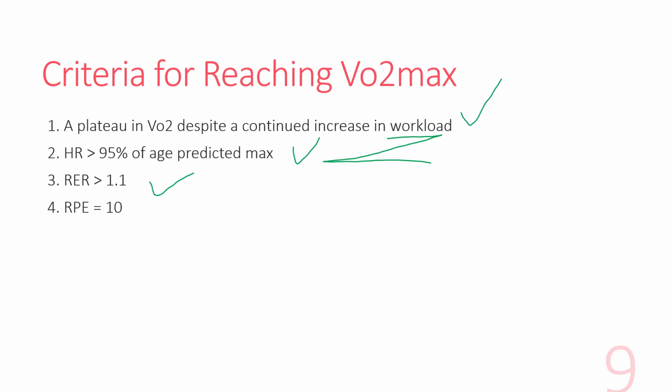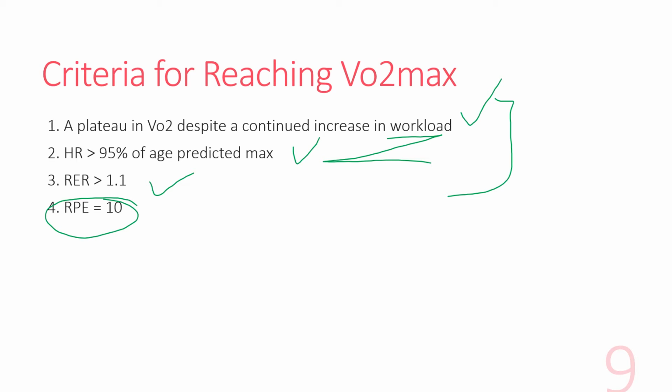And RPE is 10. On a scale of 1 to 10, how hard are you working, 10 being the hardest that you can work? My perception is that I'm at my max. In true science, the first three criteria are much more important than RPE. We don't really care about RPE because it's not scientific in nature. It's just your perception, your opinion. So in a true scientific study, we would want to meet two of the first three criteria in order to be considered a VO2max.